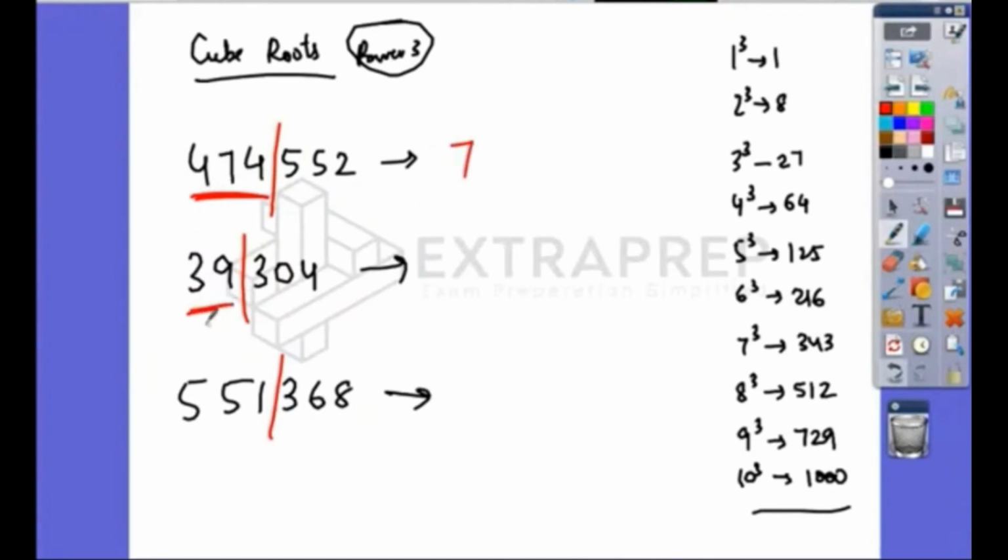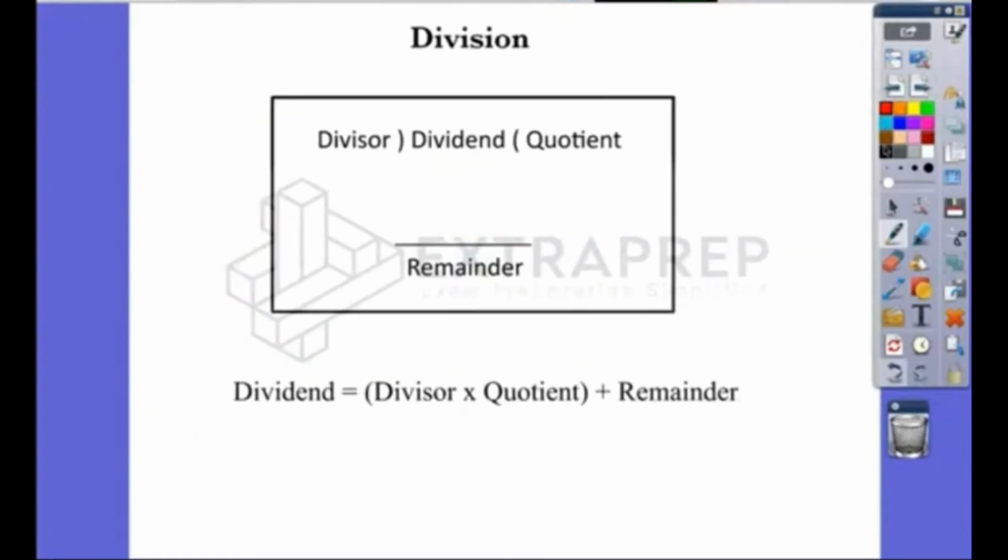Perfect cube number below 39. That's 3 cube. Perfect cube number beneath 551. That's 8 cube. Which number when cubed gives you 2 at the last? 8. 8 cube, you get 2 at the last. Which number when cubed gives you 4 at the last? 4. Which number when cubed gives you 8 at the last? 2. These are your answers.